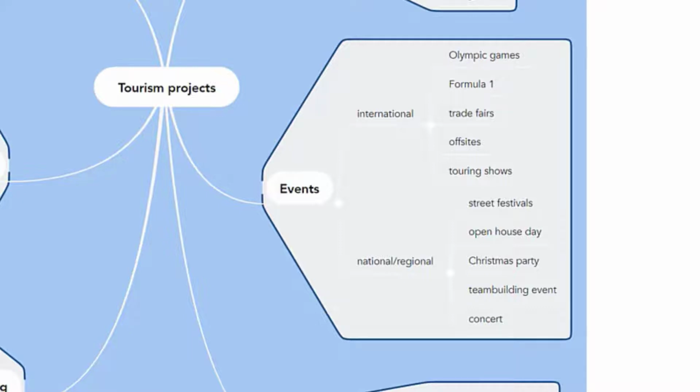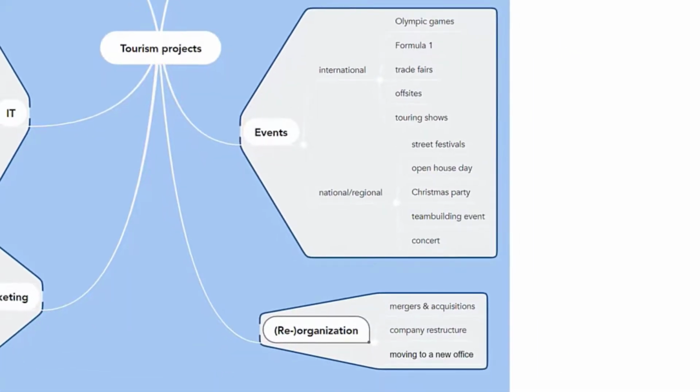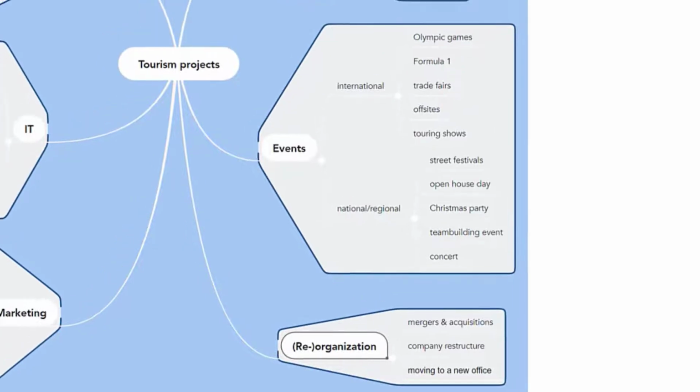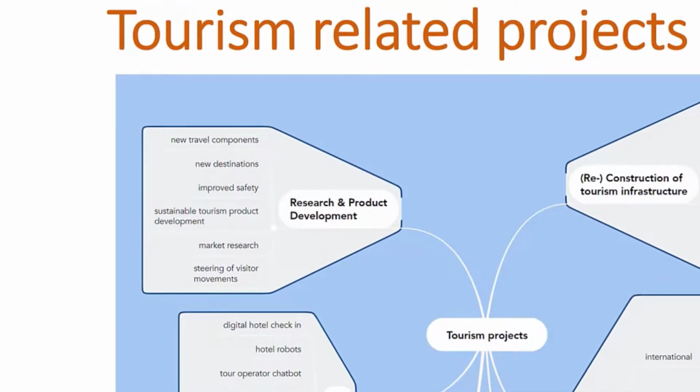Then there's organization or reorganization projects like mergers and acquisitions, company restructure, or moving to a new office. We also have a lot of research and product development projects, like, for example, the development of new travel components, new destinations, improved safety standards, sustainable tourism product development, market research, steering of visitor movements, and so on.